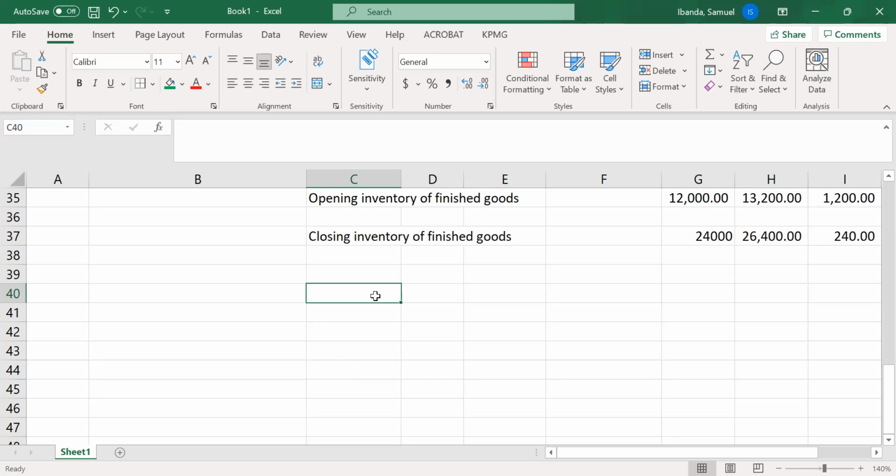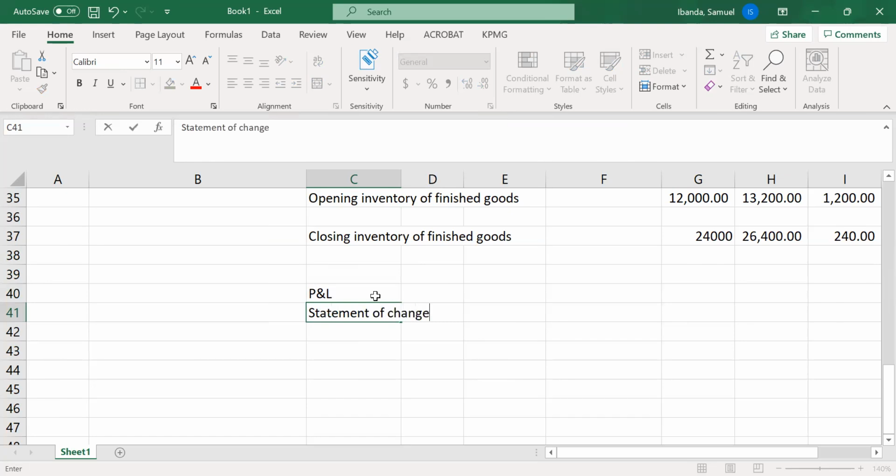Again, when you're preparing your financial statements, we know very well that we start with the P and L, because the P and L will give us the profit. Then we move to the statement of changes in equity. I'm going into these details just to give you a background. And then from the statement of changes in equity, we come to our statement of financial position. This is the order, because information from one goes to the next, and then we get to our statement of cash flows.